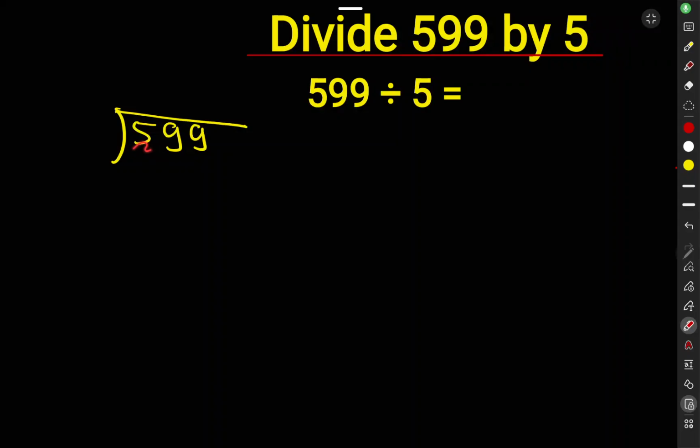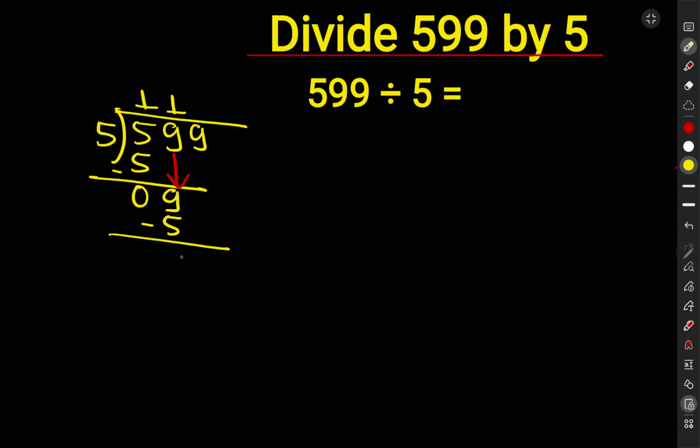We divide 599 by 5 in a long division method. 5 times 1 is 5. On subtracting we get 0. So now we put down this 9 and 5 times 1 is 5.